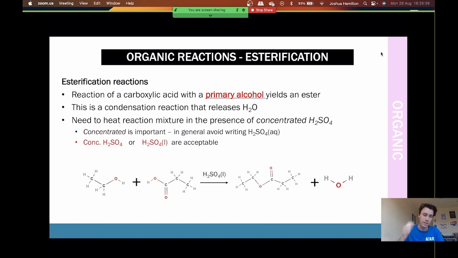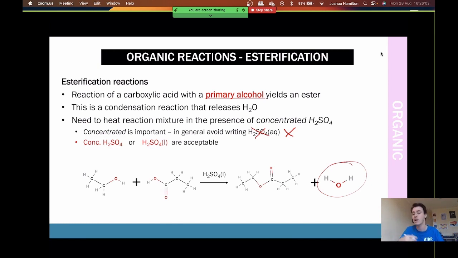Now, importantly, you need to have a catalyst of H2SO4. You either need to write concentrated H2SO4 or H2SO4 liquid. Both are acceptable. This is wrong. It says generally avoid. This is just wrong because if there is water present, it changes how the reaction occurs, because you want water produced, because when water is produced, you have the reaction occurring.